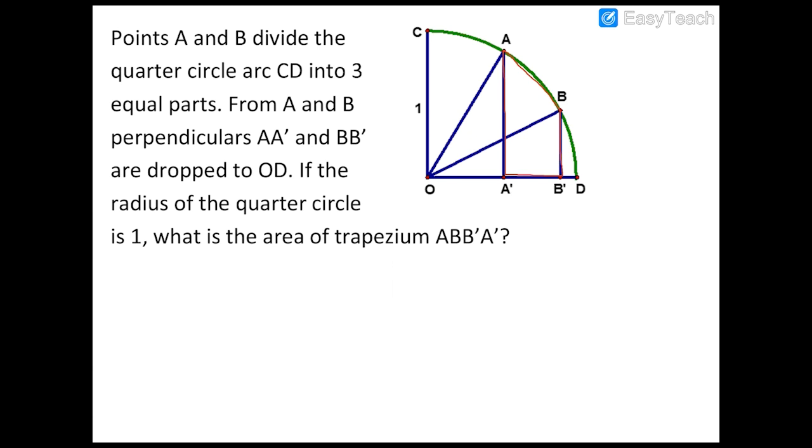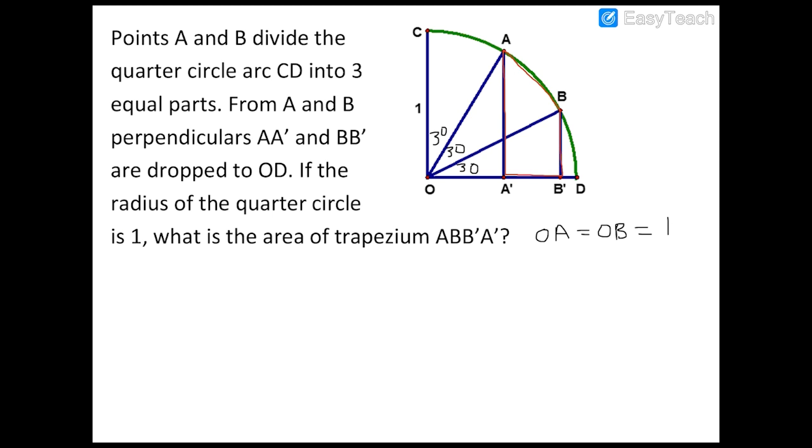Now we know that OA and OB are both radii, so OA is equal to OB and both equal 1. And since the quarter circle is divided into 3 equal parts, that means this is 30 degrees, that's 30 degrees, and that is also 30 degrees. Now I'll use trig as I think it's easier for you to understand.